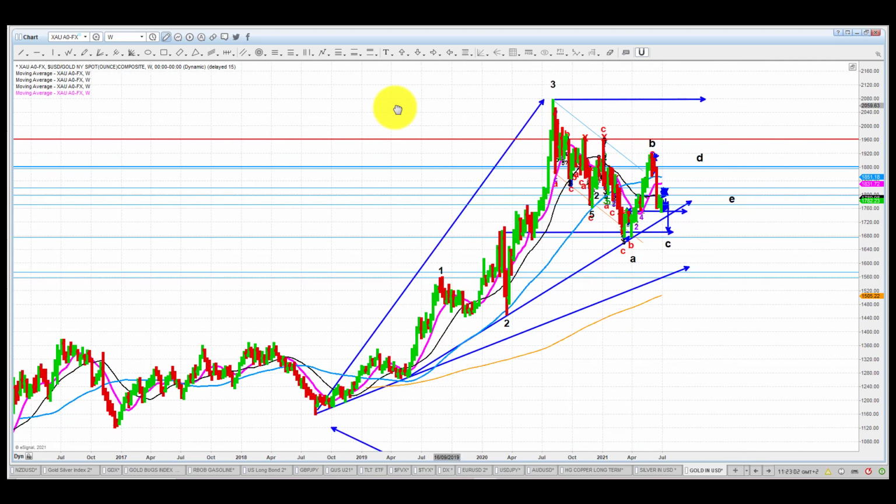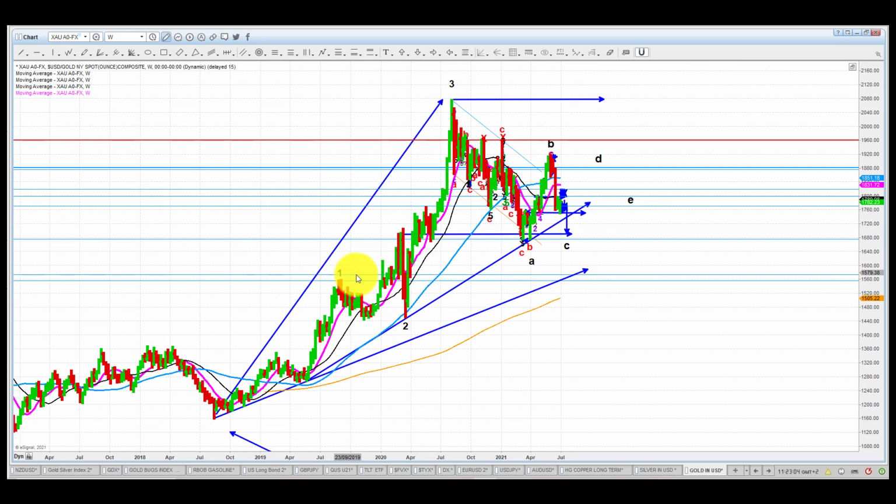of the wave count. At this point I am showing 1, 2, 3. This is a fourth wave. Yes, this is still possible. It will begin to look very unlikely once it breaks this level. Okay, if it does break under 1665 around here, then that is not a typical fourth wave. This is looking like something else.